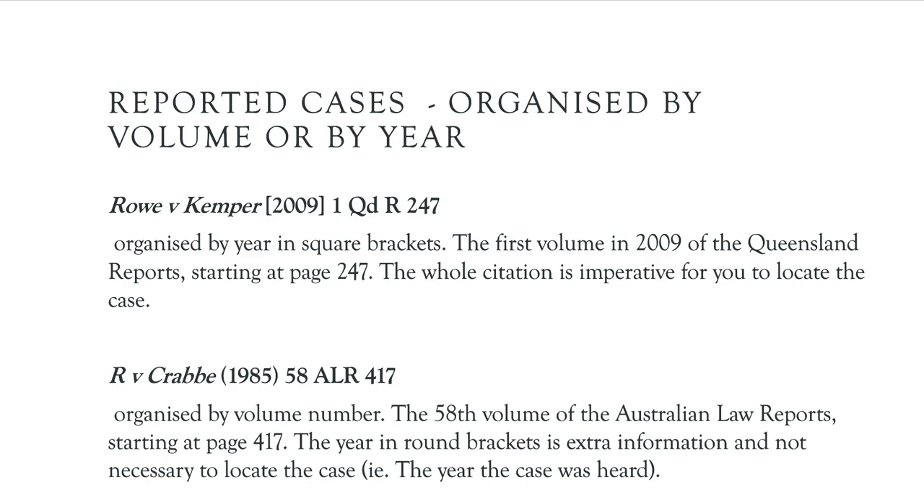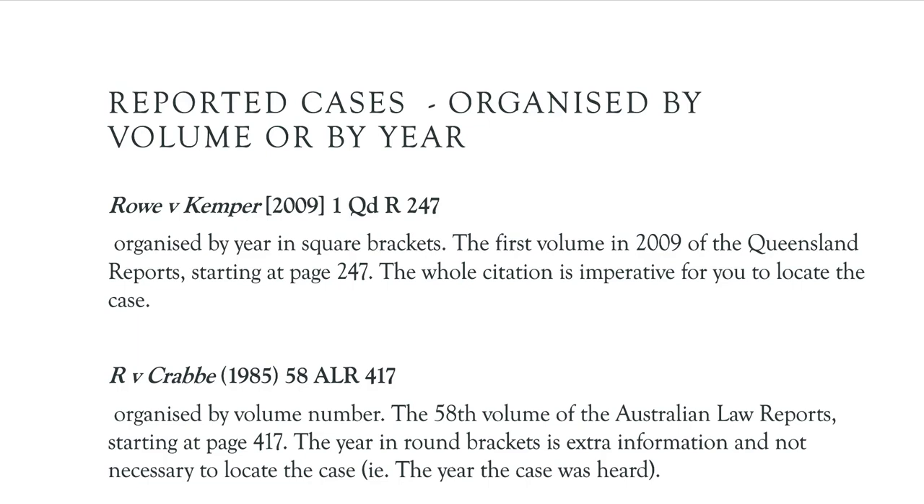So if you're going to a database, you would type in 2009 as the volume number, 1 QDR 247 in order to retrieve that case. Looking down the bottom at R v Crab, it is organised by volume number. So we have volume 58 of the Australian Law Reports starting at page 417.